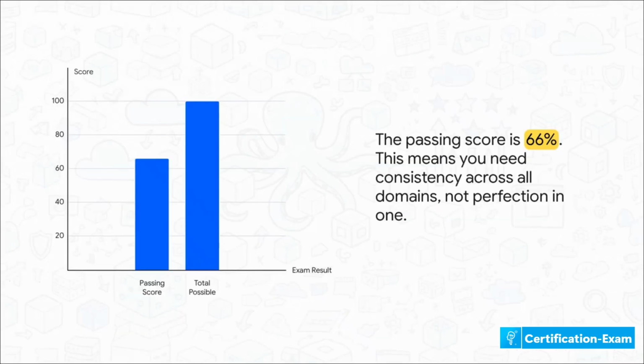The passing score is 66%, and this tells you something really important about strategy. You don't have to be perfect. You just need to be consistent. It means you can actually get a third of the questions wrong and still pass. Knowing that lets you strategically skip a really tough question if it means saving time for others you know you can nail.